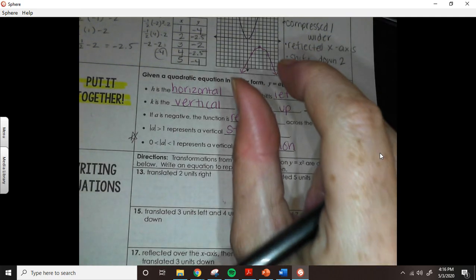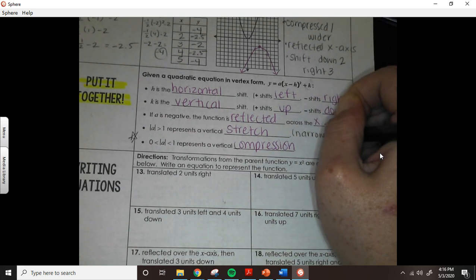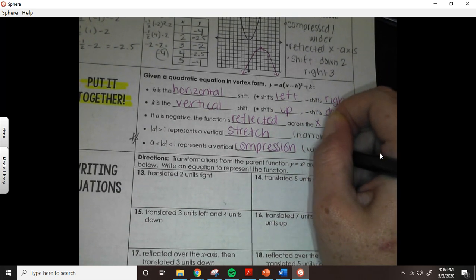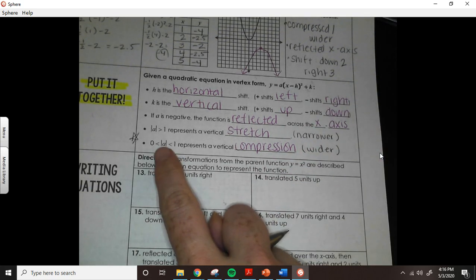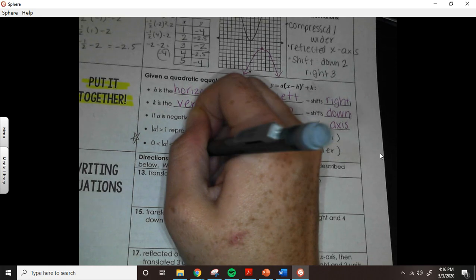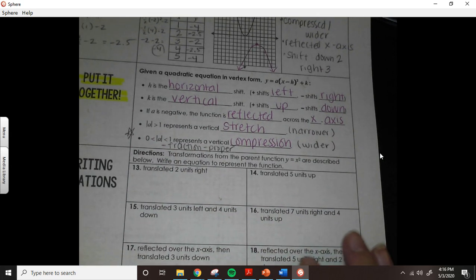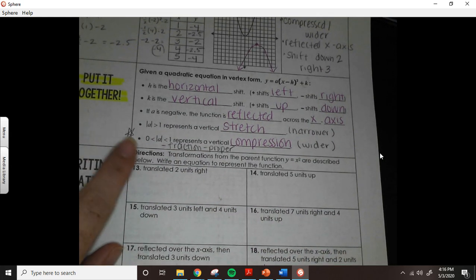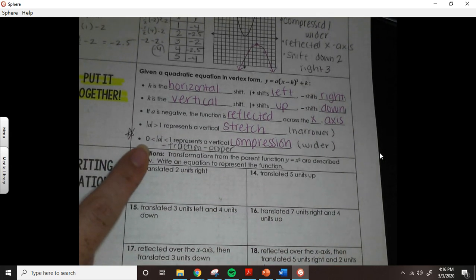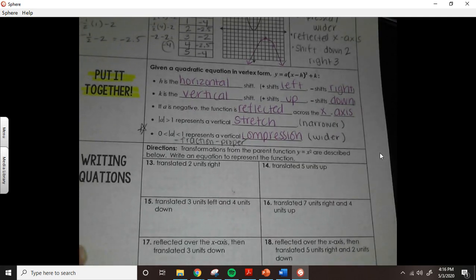If a is bigger than 1, we know it's going to be a narrower graph. So this one means narrower, and this one means wider. So if a is between 0 and 1, a proper fraction, like 1/2, 3/4, 2/3, whatever, that one's going to become a compression. Okay, so this means your graph's going to be wider. This means your graph is going to be narrower.